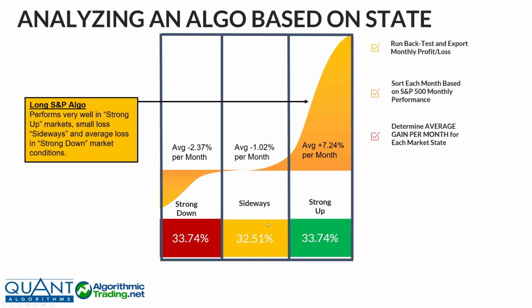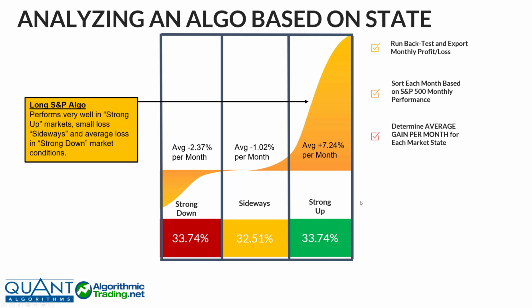And then in those sideways cases that occur, maybe it averages down 1.02% per month because it's going long, and so maybe it tends to buy at the top of the range only to get stopped out pretty quickly. And then in the cases where the S&P closes down 4 points or more, which really isn't a lot, this algo might average down 2.37% per month.